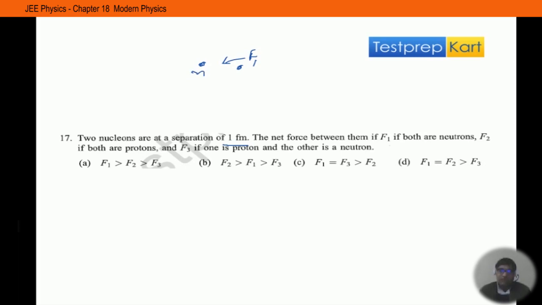If one is a neutron and the other is a proton, which is given in case number 3, again there is no involvement of charge because one is neutral. So force F3 is also a binding nuclear force. So we can say that F1 is equal to F3, both are binding nuclear forces. But force F2 is acting between two protons, and both are charged particles. There will be a repulsive electrostatic force, and in magnitude, electrostatic forces are smaller compared to nuclear forces. So this force must be smaller than F1, F3. So choice C is correct.